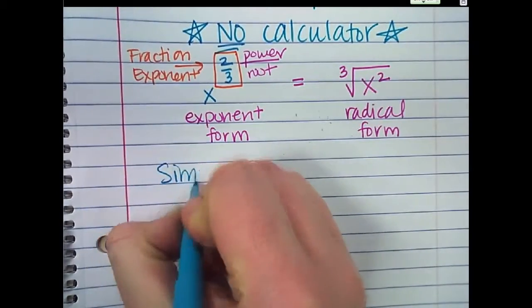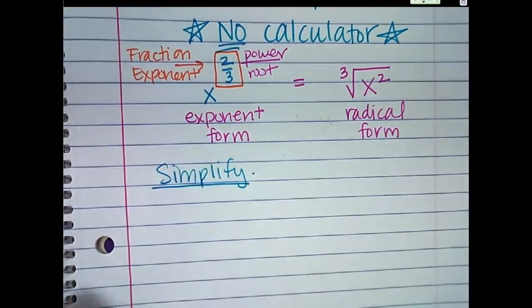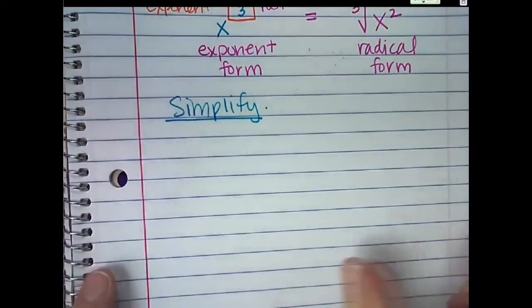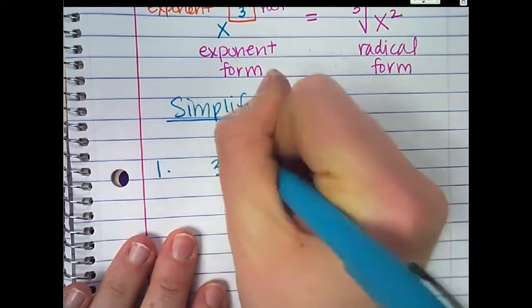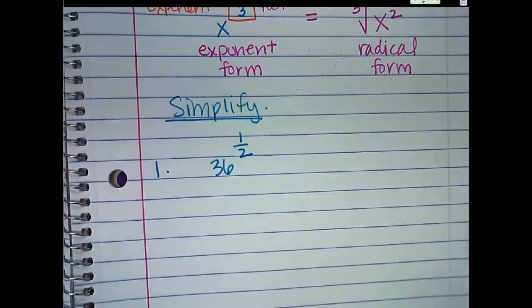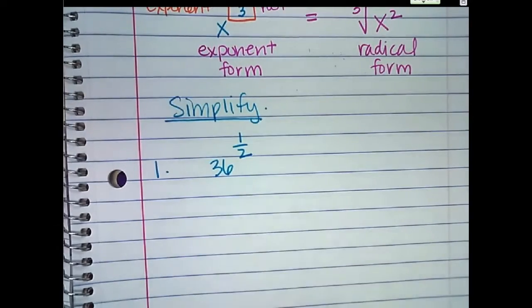Let's do a couple. Simplify. Number 1, 36 to the 1/2 power. This is why you don't get a calculator, because you can just put that in your calculator. But it's really like 2 steps. It's not bad.